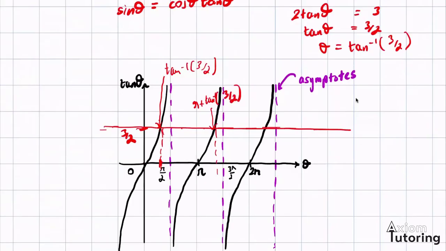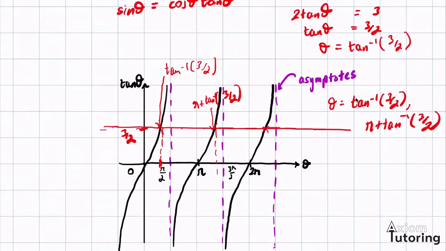There is another one here, but of course that is not within our interval. That goes past 2 pi, so we don't include that one. So we only have two solutions here, tan to the minus 1 of 3 over 2, and pi plus tan to the minus 1 of 3 over 2.